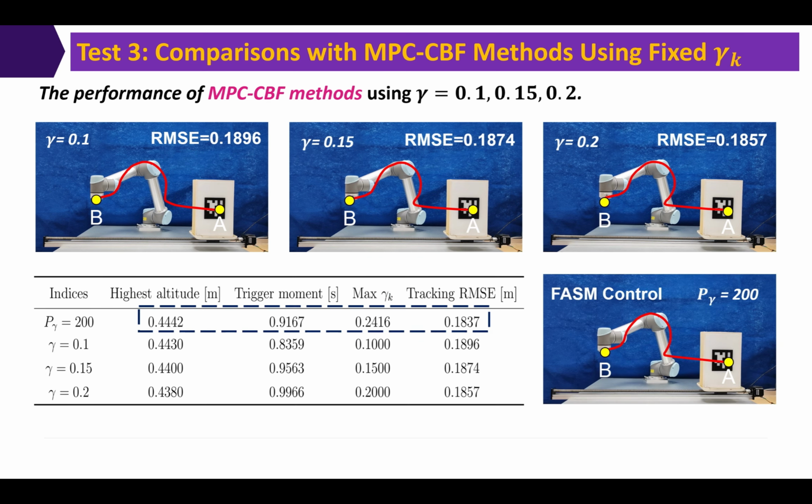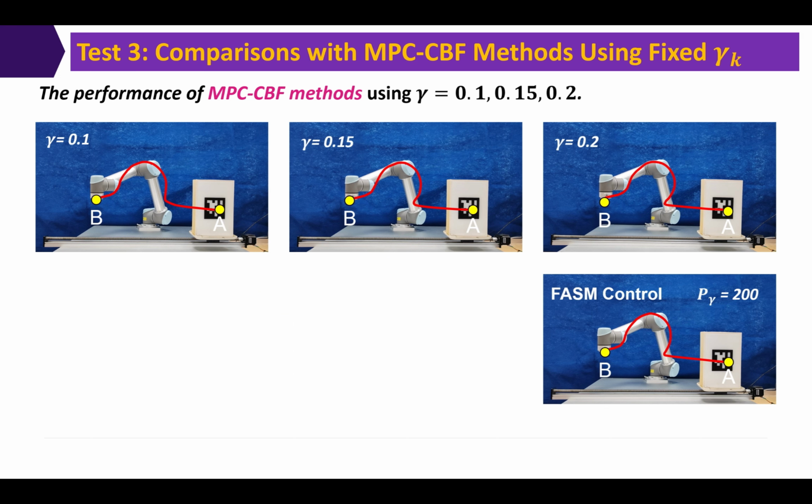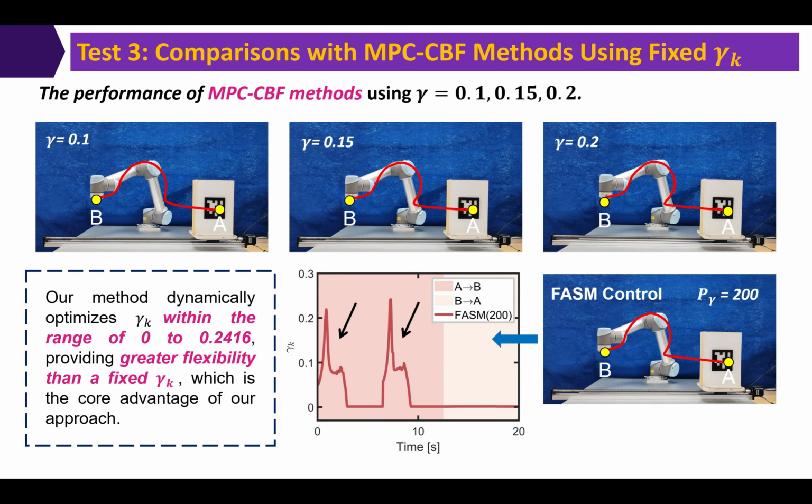However, as shown in the table, our proposed FASM control method with p-gamma equals 200 outperforms the MPC CBF methods, including higher obstacle avoidance heights, faster response times, and the smallest RMSE. This is because our method dynamically optimizes gamma k within the range of 0 to 0.2416, providing greater flexibility than a fixed gamma.